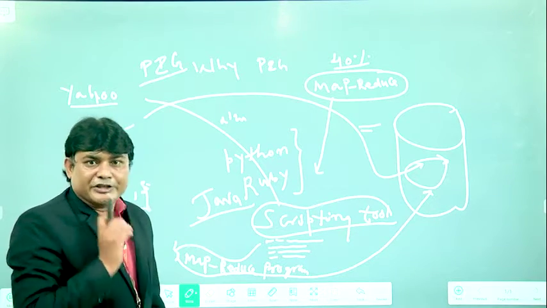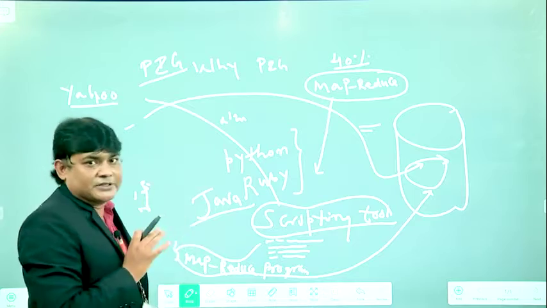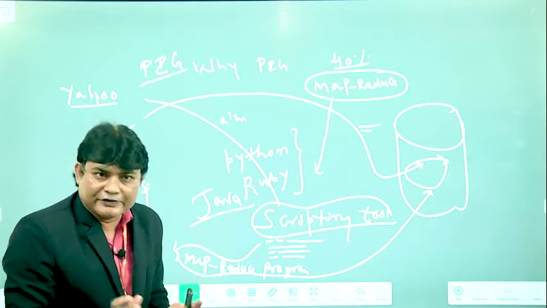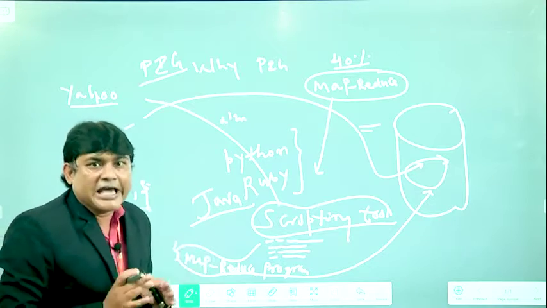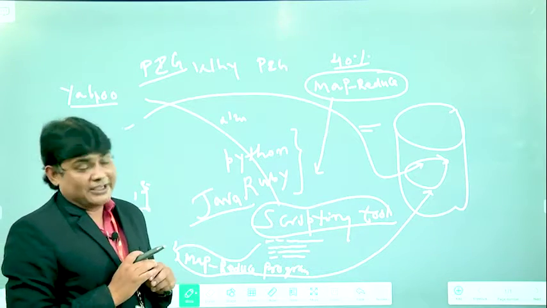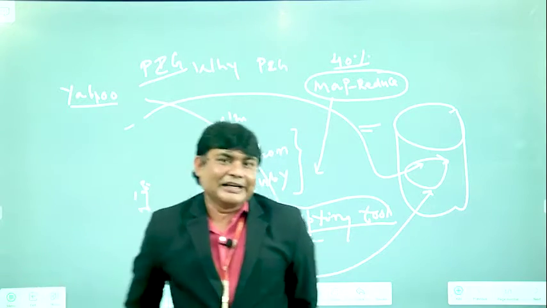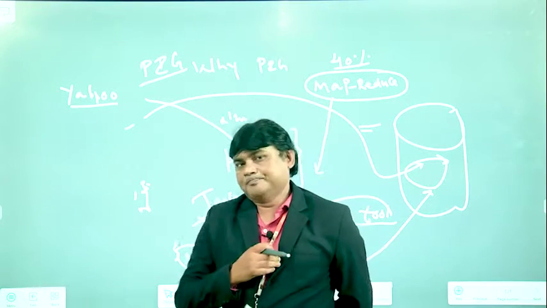It will convert them into a series of MapReduce programs, and with these programs, you are going to interact with Hadoop, and you are going to do all kinds of processing, and you are going to get the results. Okay, so my question is that this Pig was also created in the year 2006.